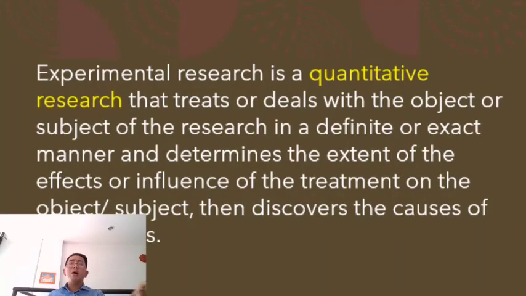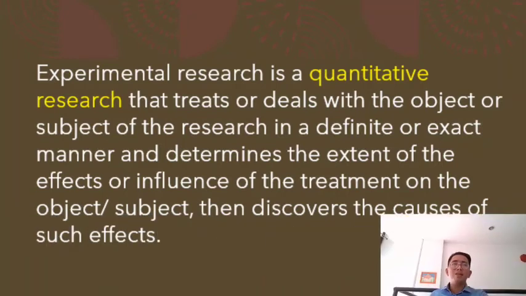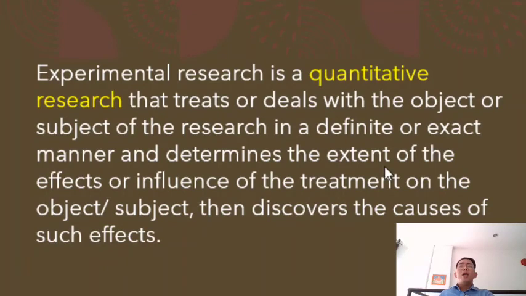So we're going to read this one. I'm going to transfer myself here so that you will have a better view of the text. Experimental research is a quantitative research that treats or deals with the object or subject of the research in a definite or exact manner. As I said, this is quantitative research, so it must be definite and exact, using numbers, numerical values.